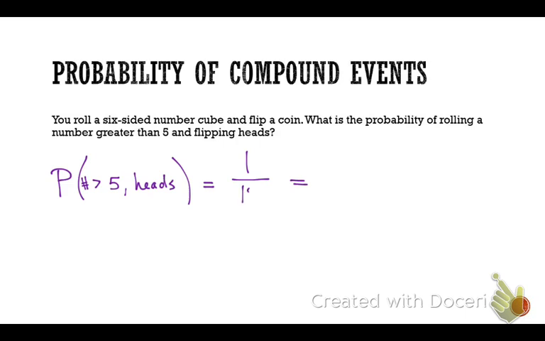12. 1 out of 12 would be approximately what percent? It's about 8%. So what you need to remember is they're not going to give you the 12 on the compound events. Usually you have to use the fundamental counting principle. Okay, all right, 8%.